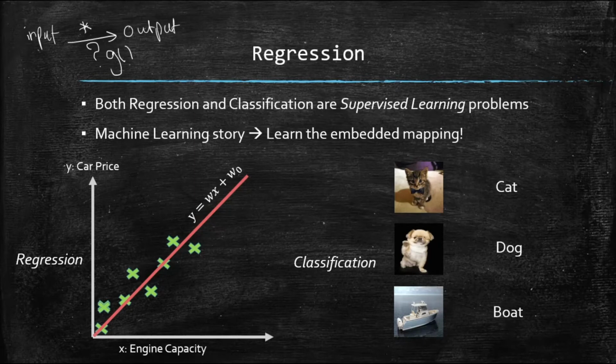So given a new image of a cat, of a dog, or of a boat that the model has never seen before, we're hoping that the model would have learned a model, basically the mapping G, well enough so that it could classify that new image into the right category, right?